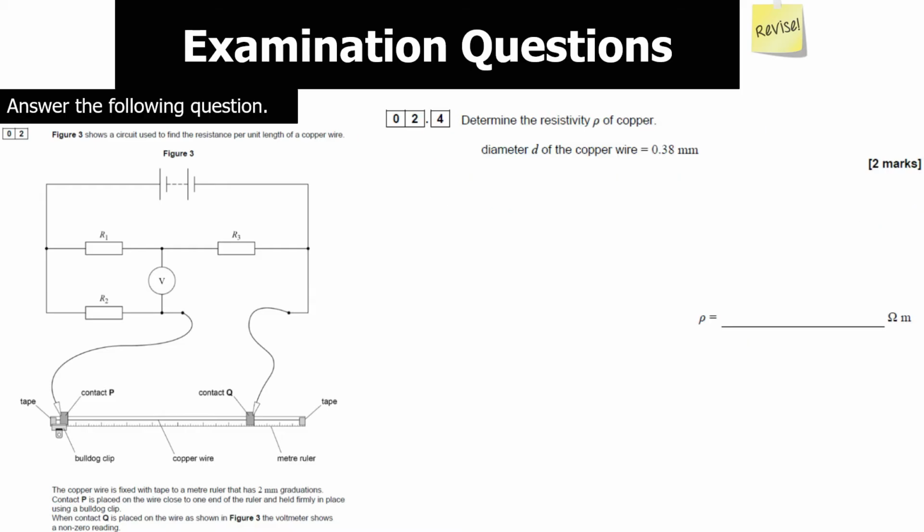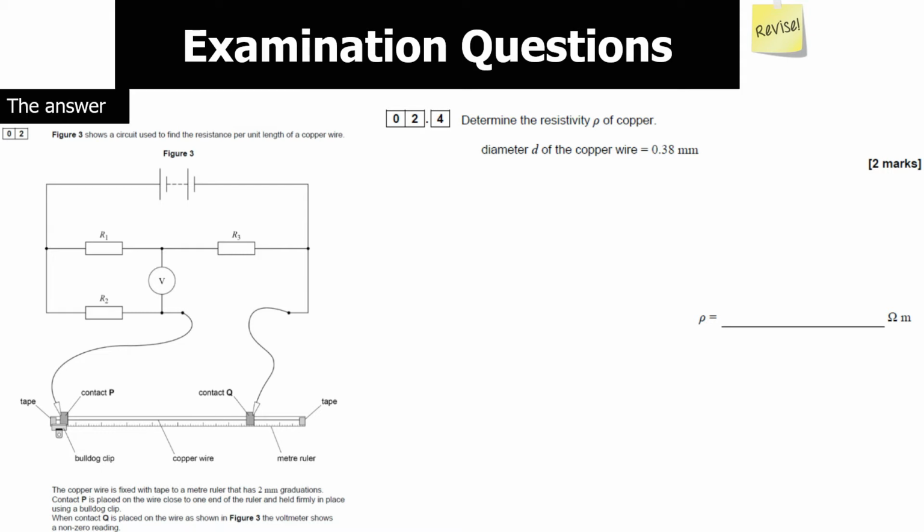Now the next question says, determine the resistivity rho of the copper with the diameter D of the copper wire to be 0.38 millimeters. So pause the video now, then unpause the video when you want to go through your answer.